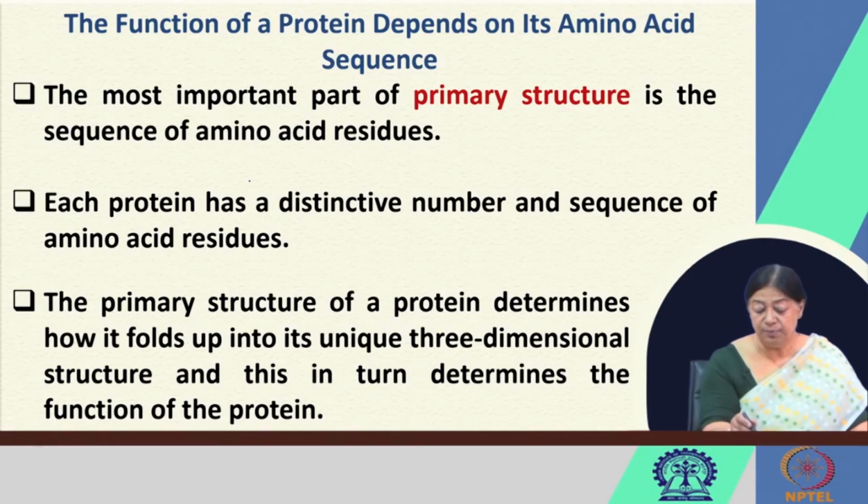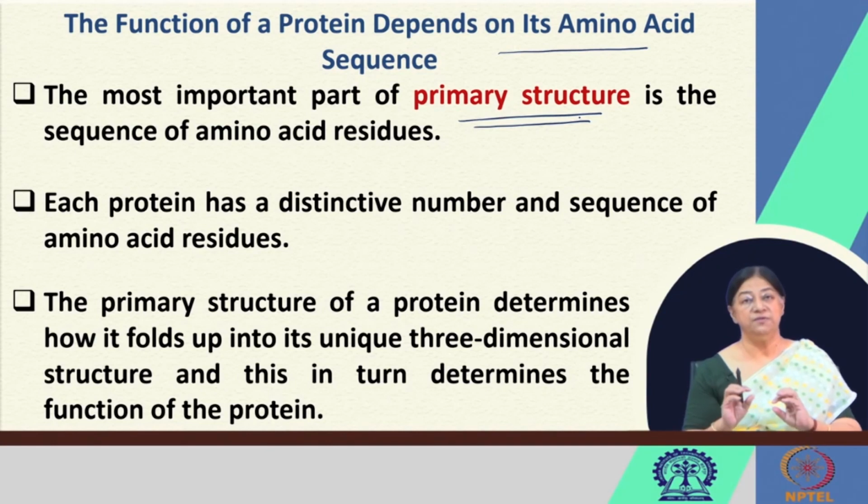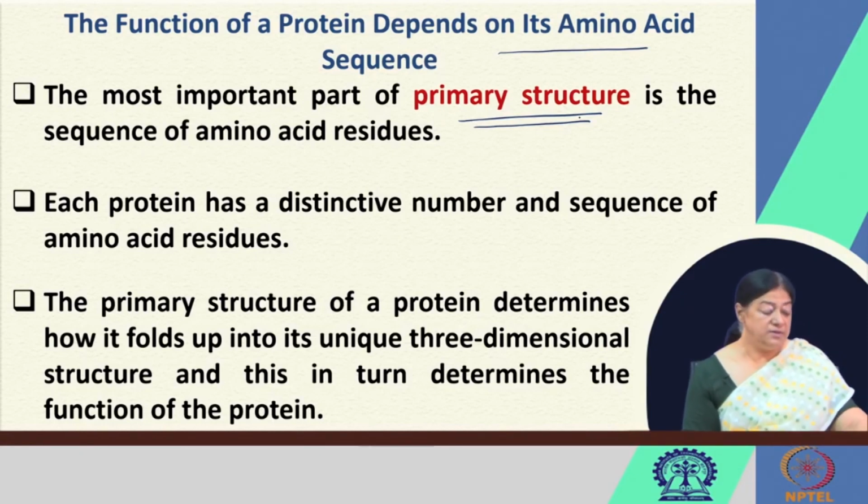So, the function of a protein is going to depend upon its amino acid sequence, and the most important part here is the primary structure, which is the link of the different amino acids one after the other in forming the polypeptide chain. Each protein has a distinctive number and sequence of amino acid residues, and given that there is no limit to the number of amino acid residues that you can use in forming this polypeptide chain, you realize that there can be very many different proteins that can be formed.